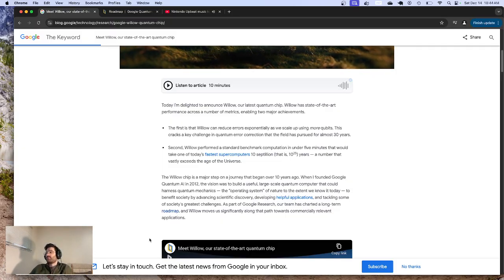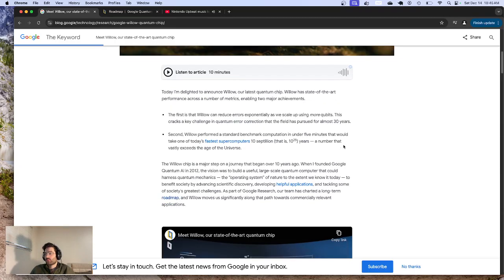Today, I'm delighted to announce Willow, our latest quantum chip. Willow has state-of-the-art performance across a number of metrics, enabling two major achievements. The first is that Willow can reduce errors exponentially as we scale up using more qubits. This cracks a key challenge in quantum error correction that the field has pursued for almost 30 years. Okay, yeah, we generally understand this. Errors are coming from decoherence.